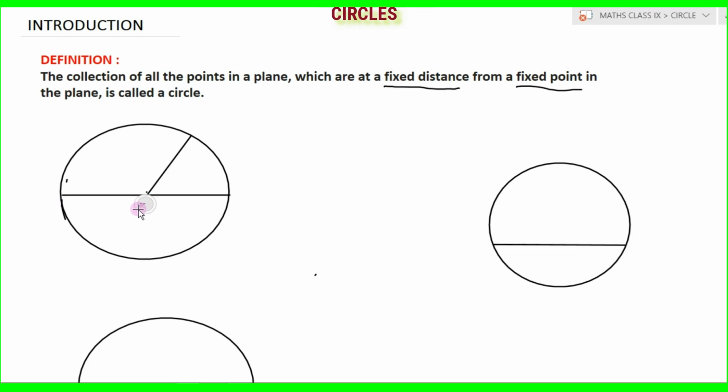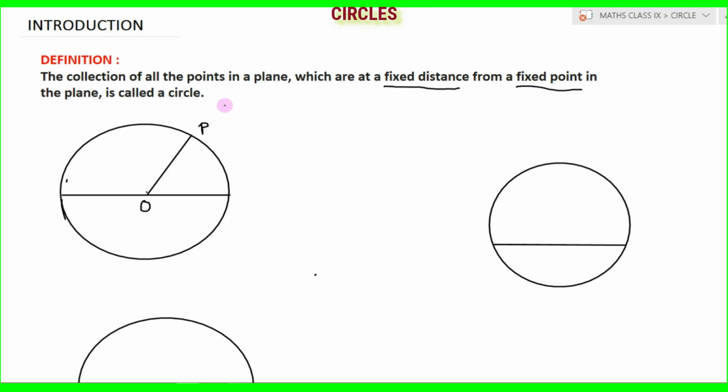Suppose the fixed point is O, and all the points on this curved line have a fixed distance from the point O. Let a point be P. This is the point P and this is the point O. If we keep the point O fixed and move the point P on this plane in such a way that the distance OP remains fixed, then as we rotate it, it moves along this line and this line is generated. The shape generated is called a circle.